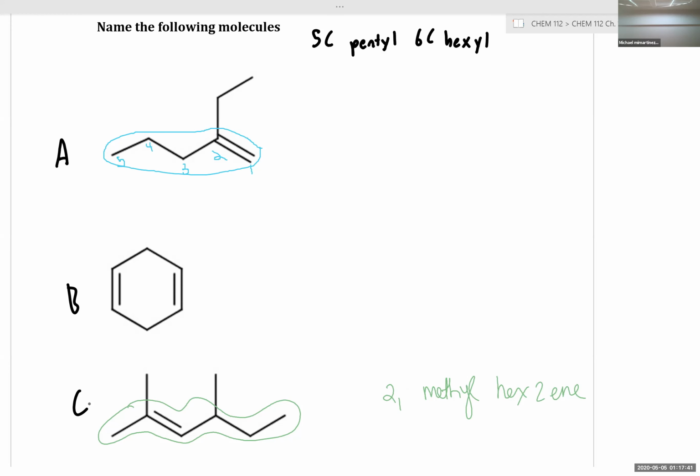So for structure C, it's almost perfect. You just need a prefix to tell me that there are two methyls. And what do we call that prefix? Yep. For B, yep, the name for our longest chain will have a cyclo prefix.